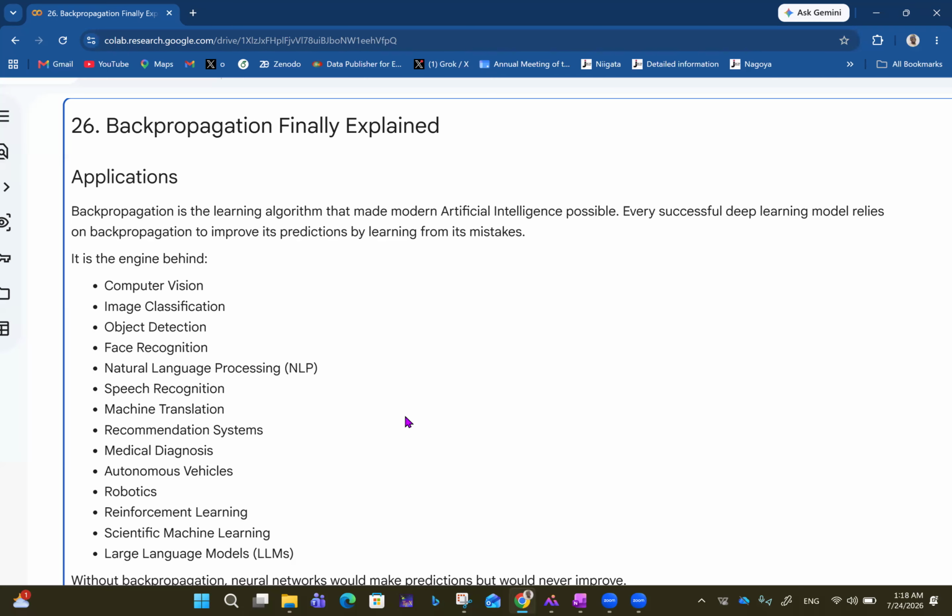So every successful deep learning model relies on back propagation to improve its predictions by learning from its mistakes, basically. So forward propagation for predictions, backward propagation for improved predictions by the process called learning. Learning from mistakes, learning from the error, from the loss, the error between reality and the prediction.